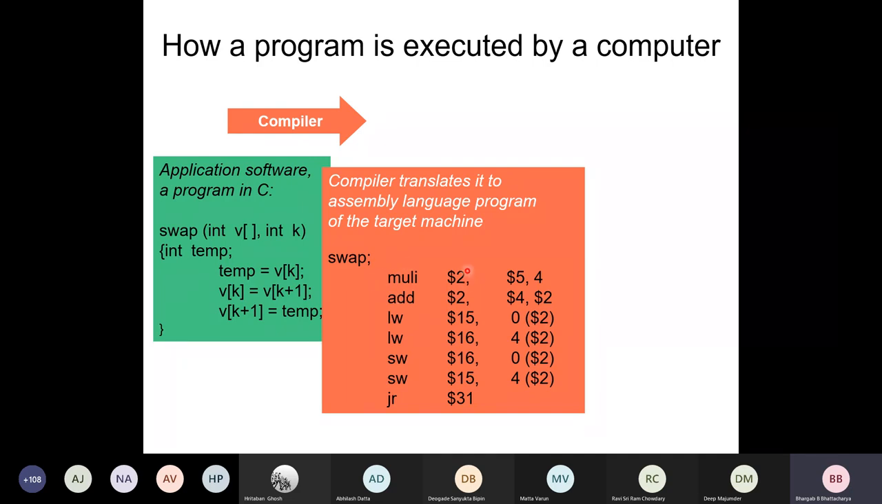This tells you to pick up the content of this register and multiply it with something. Multiply immediate says: pick up the content of register 5, multiply it by 4, and store the result in this register. That is the meaning of this instruction. So each assembly language instruction has some meaning defined by the underlying hardware, and so on.